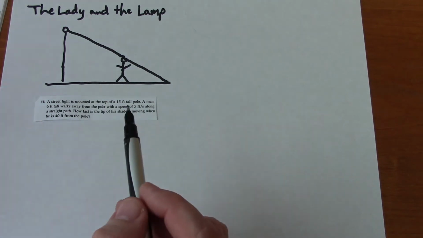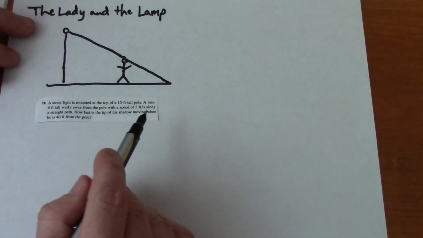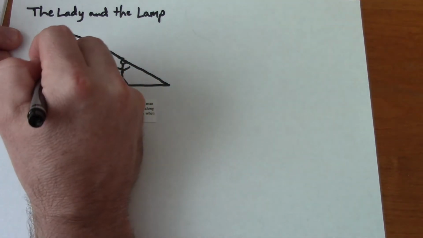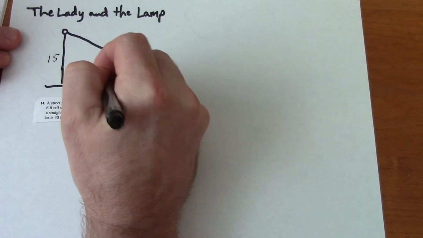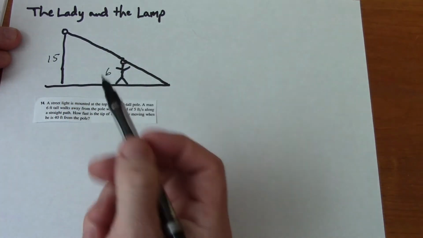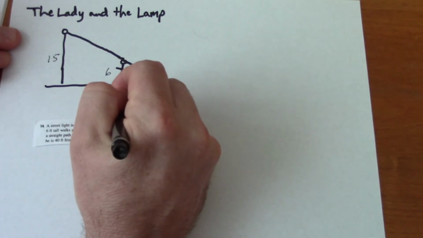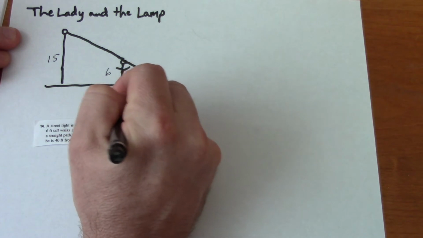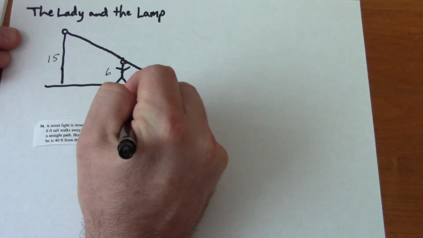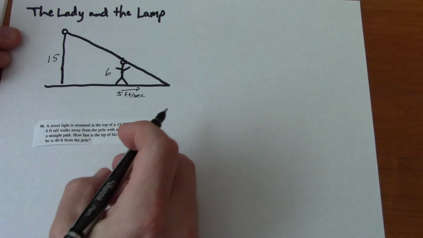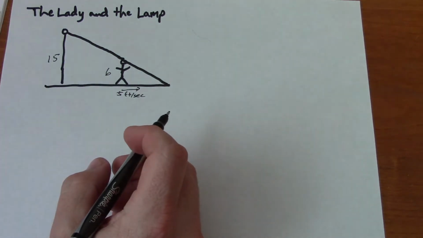Alright, so let me just copy down the most important stuff from this problem. So the street pole is 15 feet tall and the man is 6 feet tall. We're pretending it's a lady though, okay? And he's walking away at a rate of 5 feet per second. Okay, so let me get this thing out of the way.